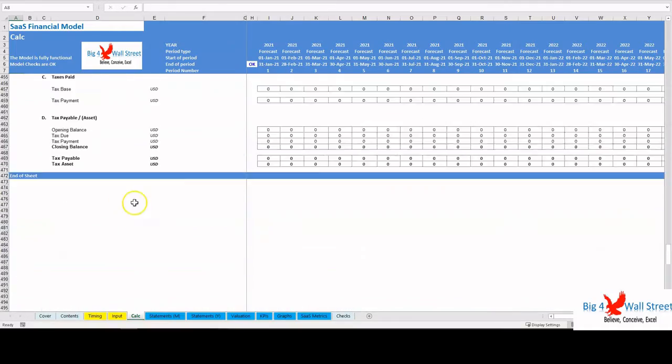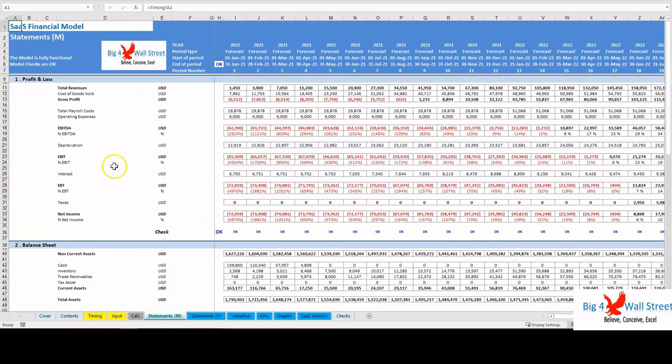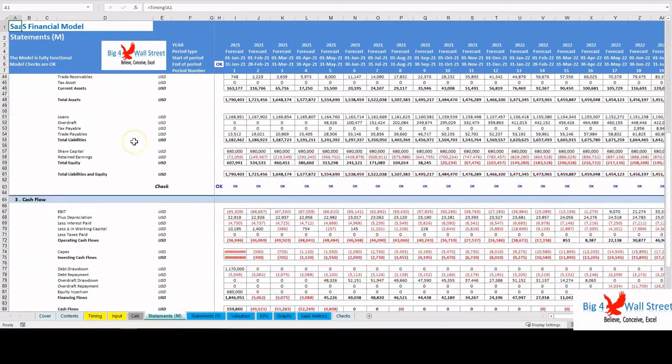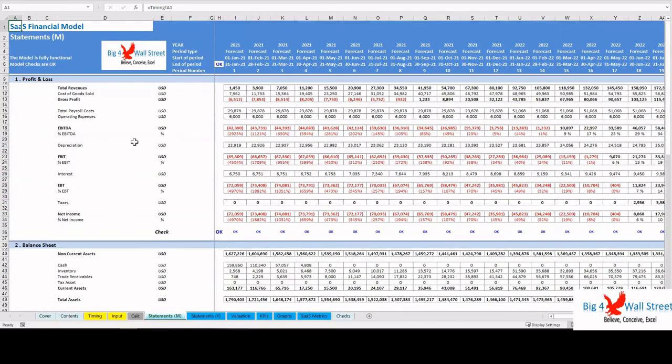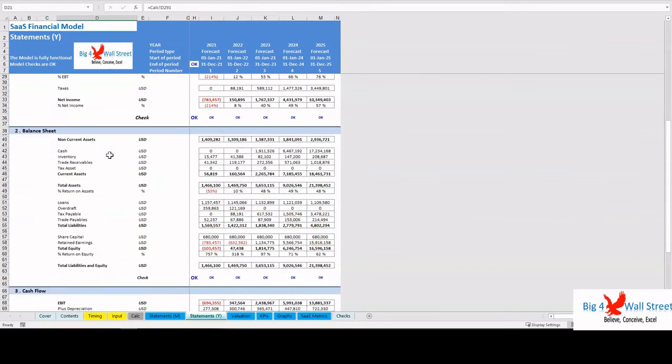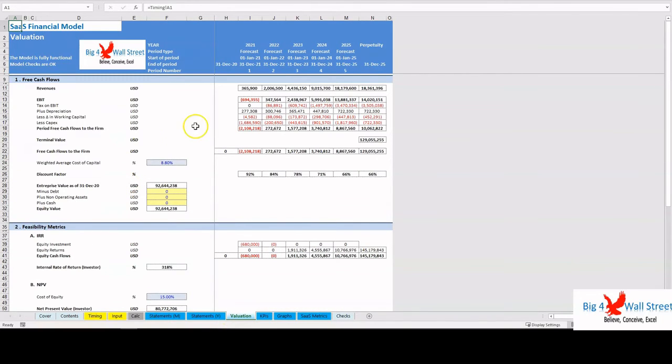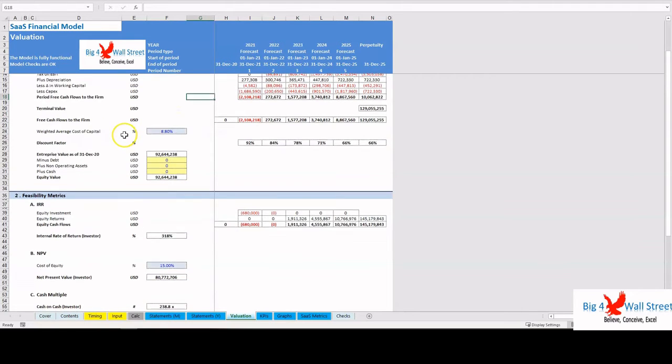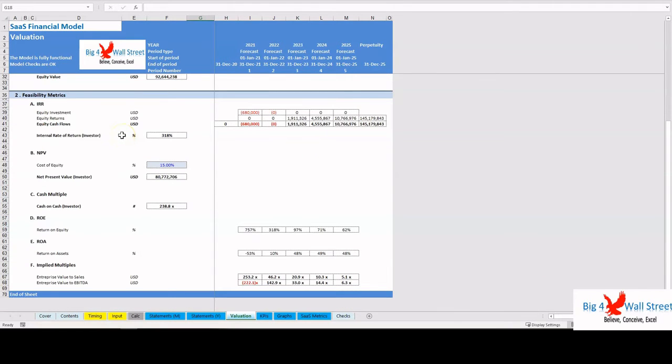On the Financial Statements tabs you can see the resulting income statement, balance sheet as well as the cash flow of the company under project. These financial statements are generated on a monthly as well as on a yearly basis. In the Valuation tab, the valuation of the company is performed based on the free cash flows to the firm. In the same tab you can also find some feasibility metrics such as return on equity, return on assets, net present value, internal rate of return and cash on cash multiple.